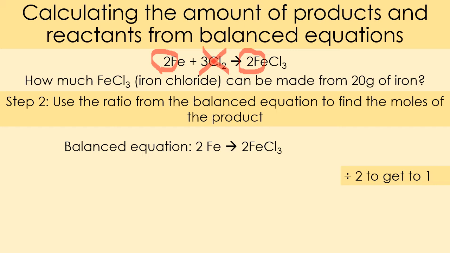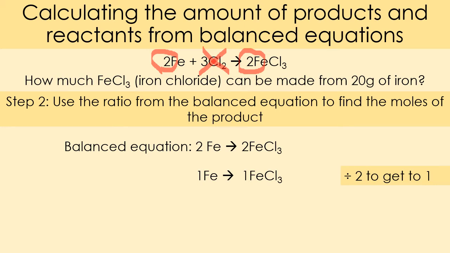We divide it by itself, which in this case is 2, to get it to 1. And we'll do the same to the other side. So we get 1 Fe, we'll make 1 FeCl3. All we've done so far is the same to both sides. We've divided both by 2.